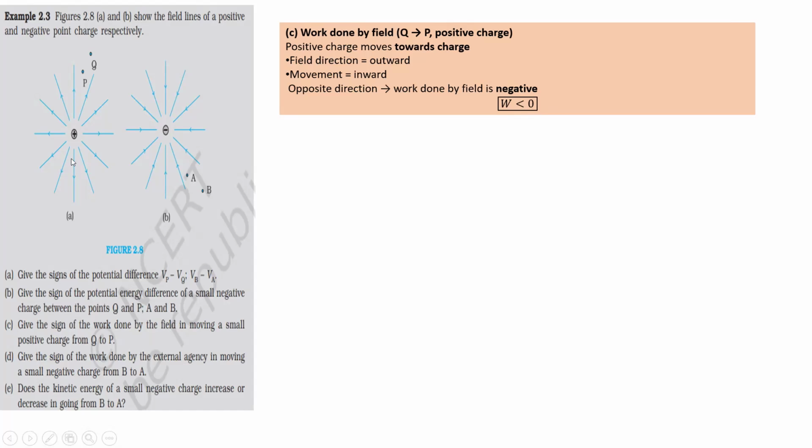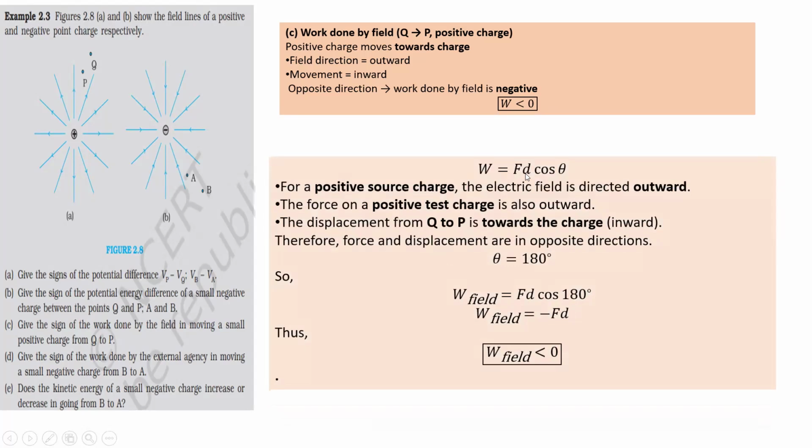Work done by the field. Which charge are we moving? Moving a small positive charge by the field. If I keep a positive charge at Q, I have to move it from Q to P. Work done. What is the formula for work done? Work done equals force into displacement, or F dot D, FD cos theta.